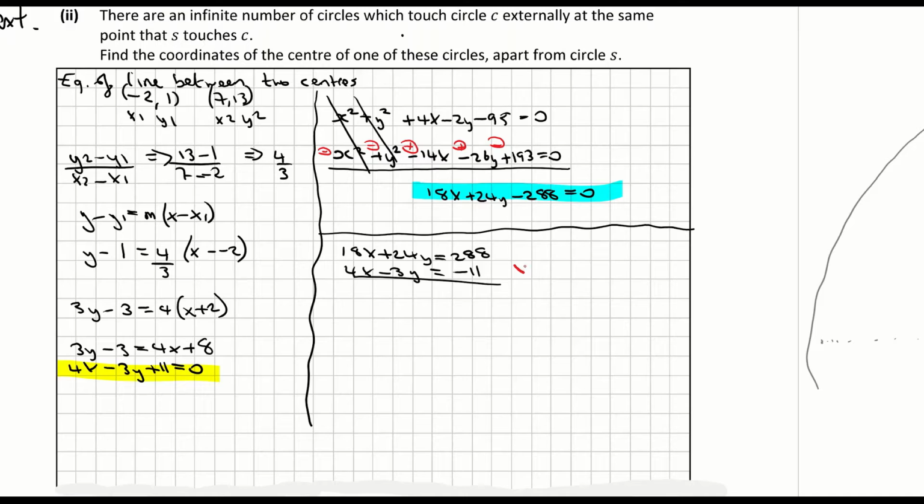Multiplying the bottom by 8 is giving me 18x plus 24y is equal to 288. And on the bottom now, when I've multiplied by 8, is 32x minus 24y is equal to minus 88. The positive 24y and the negative 24y will cancel. 18 plus 32 is 50x is equal to 200. So that means that x is equal to 4. Now I don't actually have to solve for y, because let me show you on the picture.